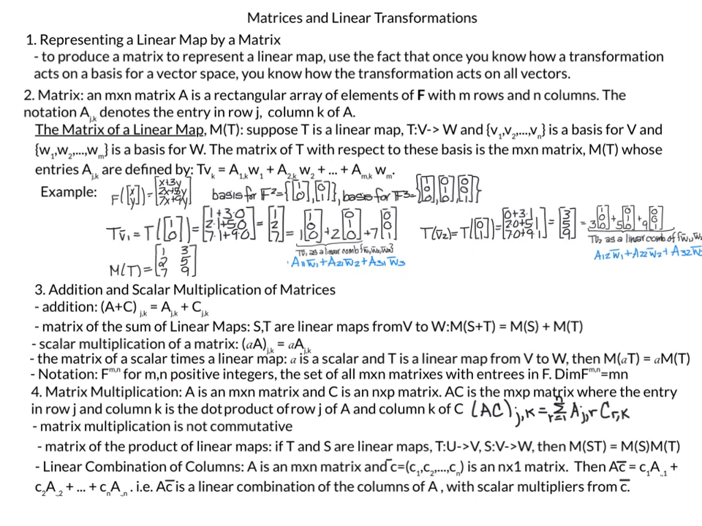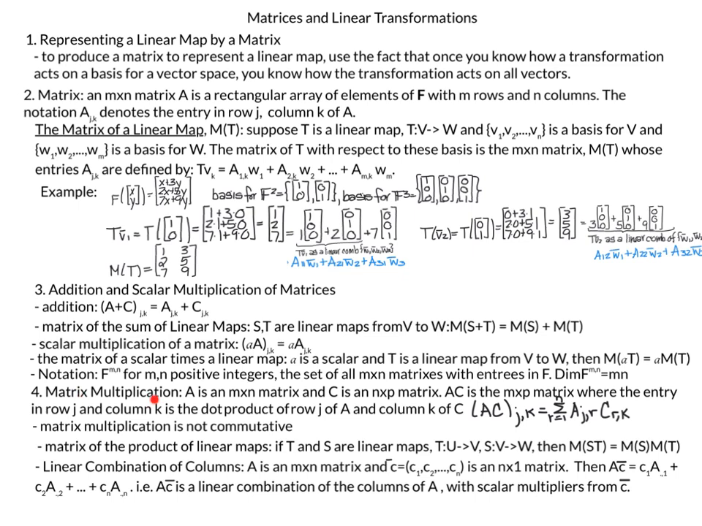We also had this notation, F of m comma n, for m and n positive integers. That's the set of all m by n matrices with entries in F. No surprise, this is a vector space, and the dimension of F of m, n is equal to m times n.